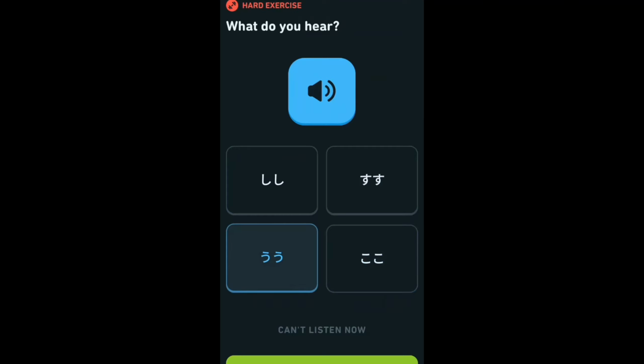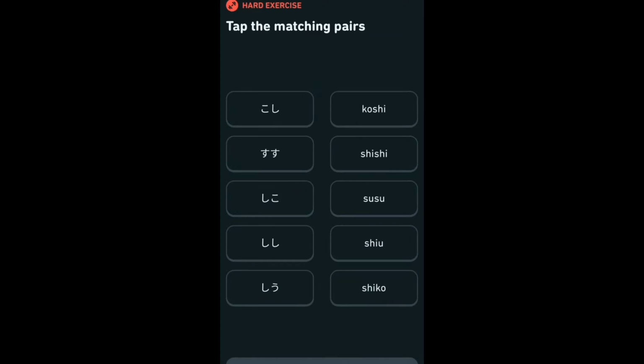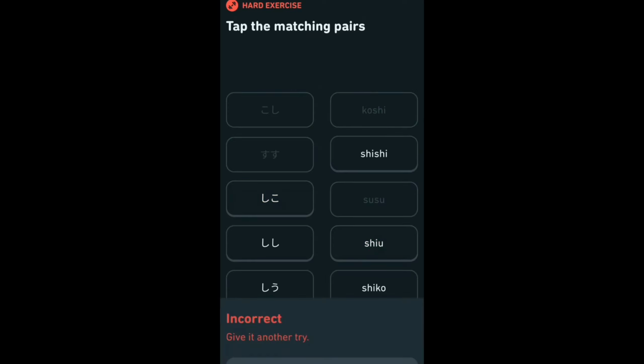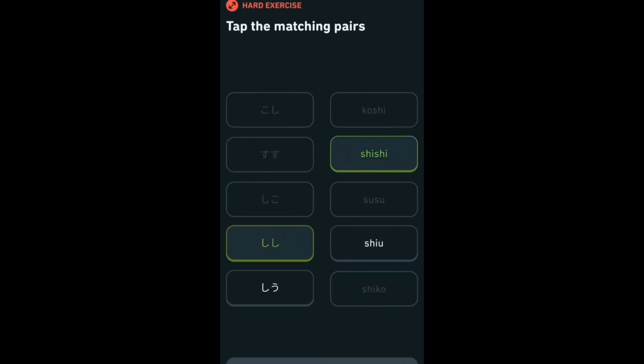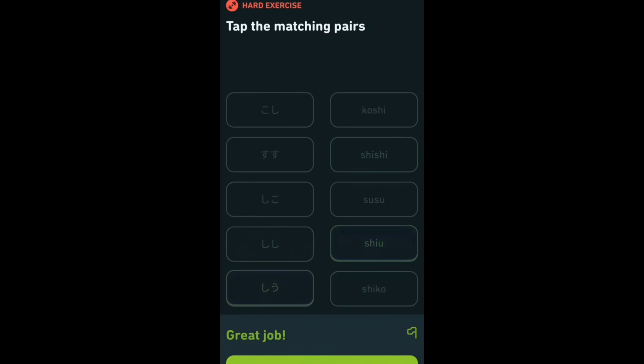What is koko? What is koko? Yeah, koko. What is the first one? What is the second one? What is the third one? Ooh, give it another try. Yes. What is the fourth one? What is the fifth one? Fifth one.